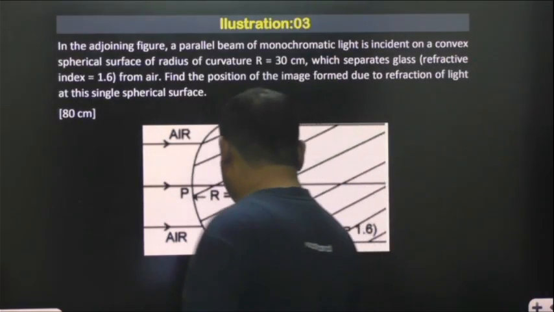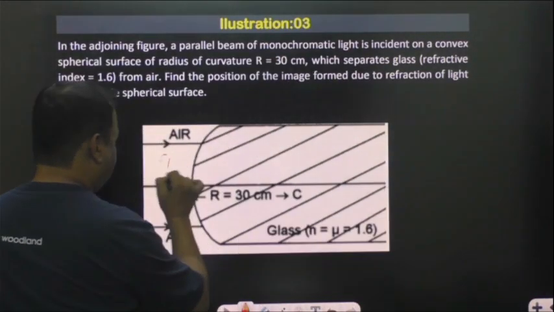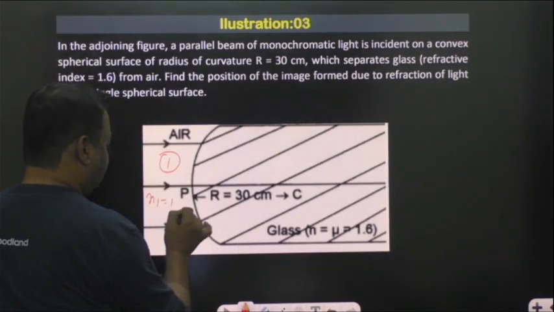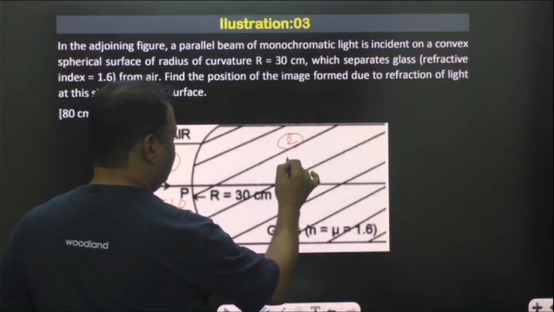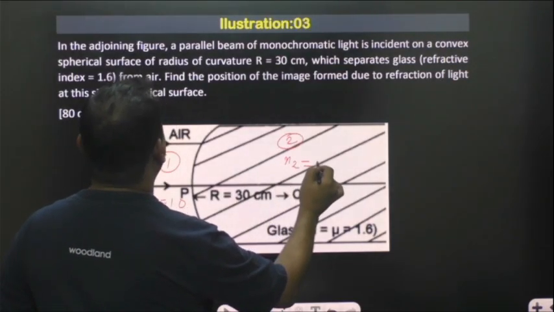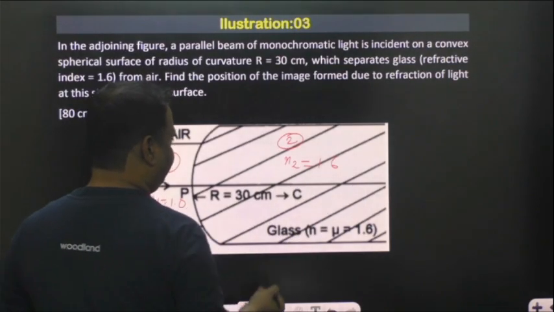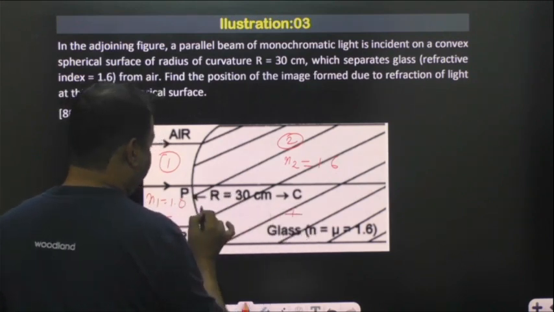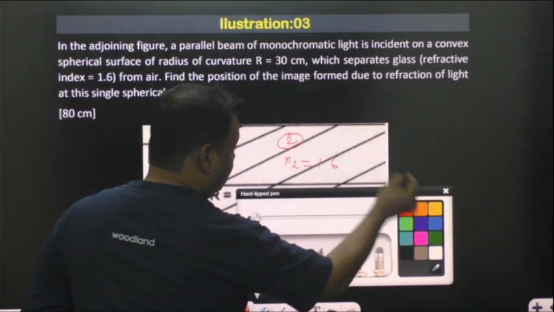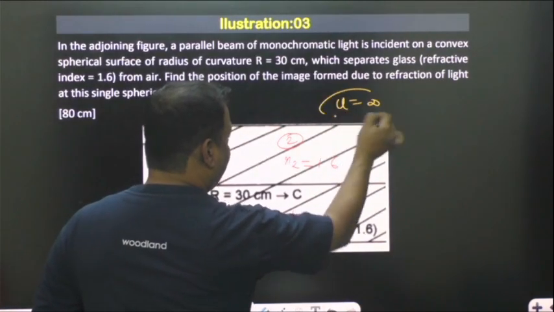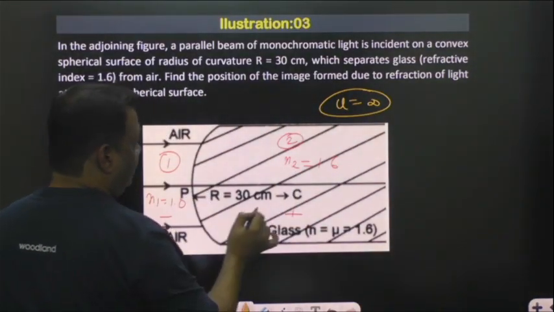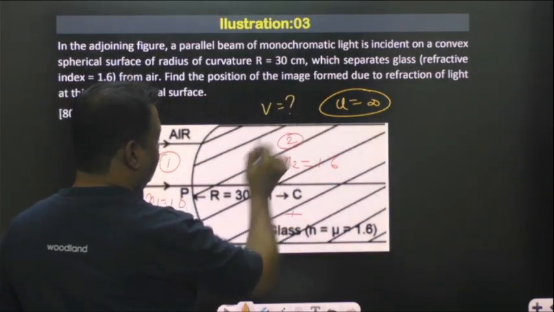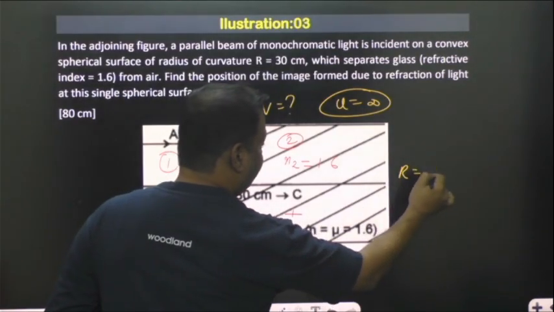This is your medium 1, correct? So N1 is 1, this is your medium 2. So N2 is how much? You are given the refractive index 1.6. This is the pole, this will be the positive side, this will be the negative side. What will be U? U will be infinity, correct? Because the rays are coming parallel and you have to find V. Radius will be plus 30 centimeter.